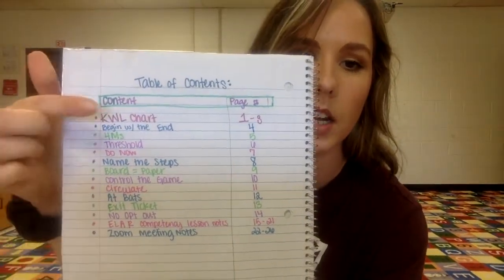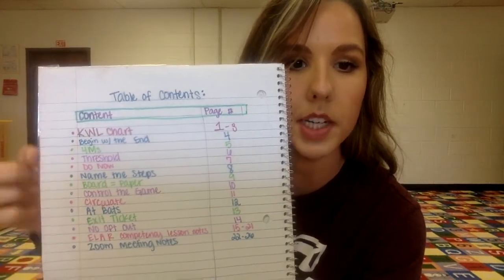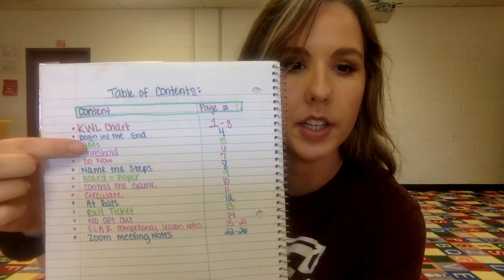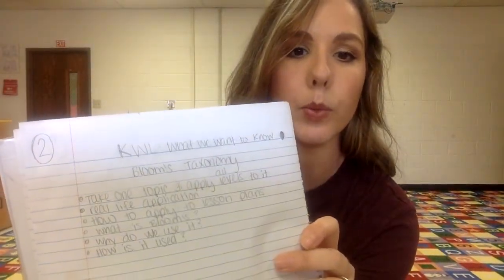And then right here, I have my table of contents, and I have everything that you put on the strategy notebook updates. I added Begin with the End and 4Ms on pages 4 and 5 because on Blackboard you said to skip those pages, so I just put in two strategies that I really liked. The first page is KWL, and this is the know. The second part is what we want to know, and then what we have learned.